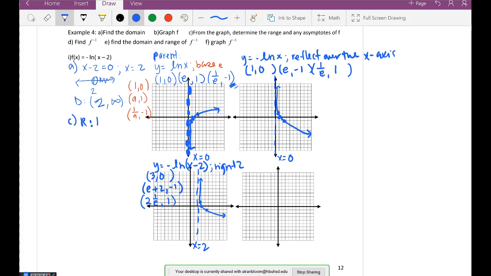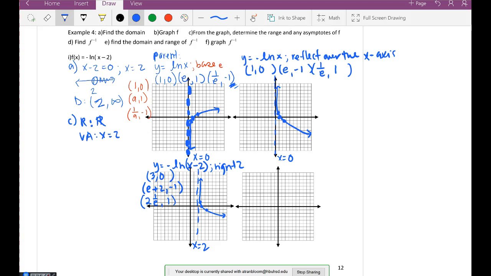Do we have any asymptote here? We do have a vertical. VA at where? X equals 2. Beautiful. Okay. Part D. Find the inverse function of f. What is the very first thing we do to find any inverse?